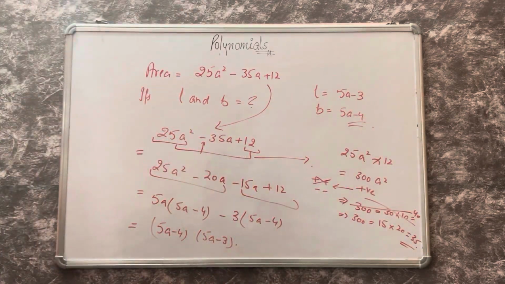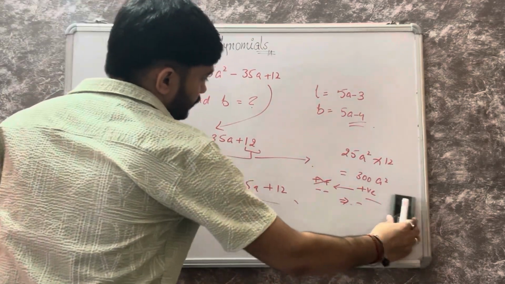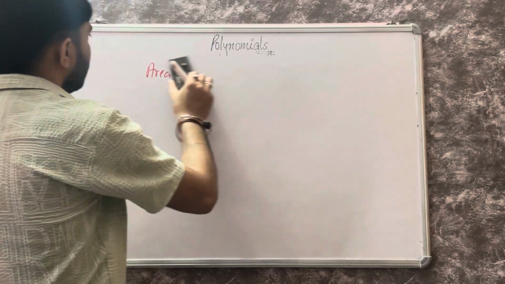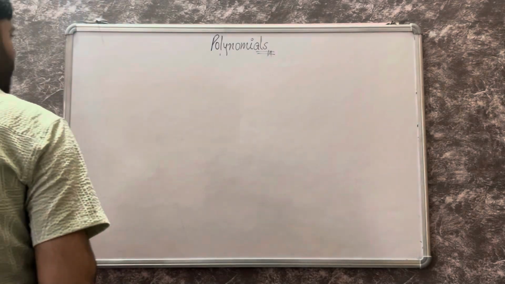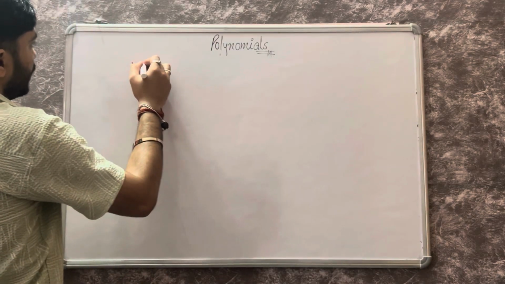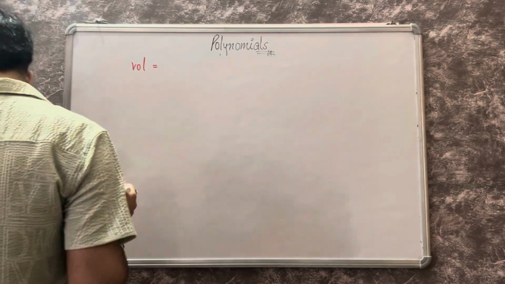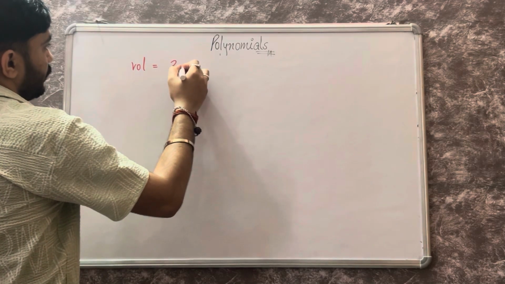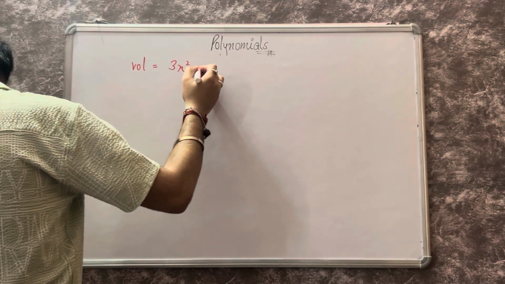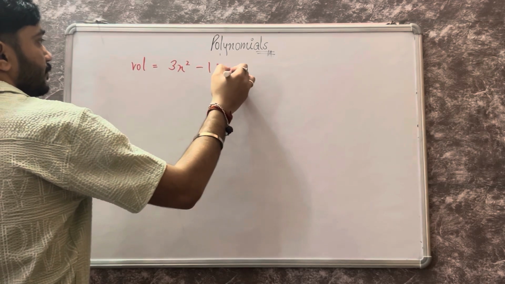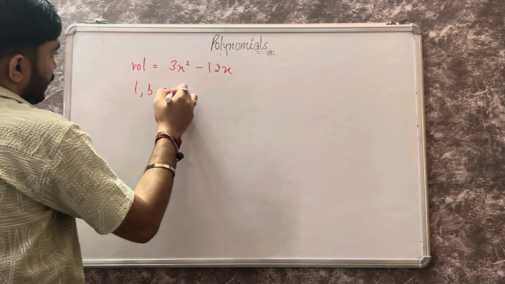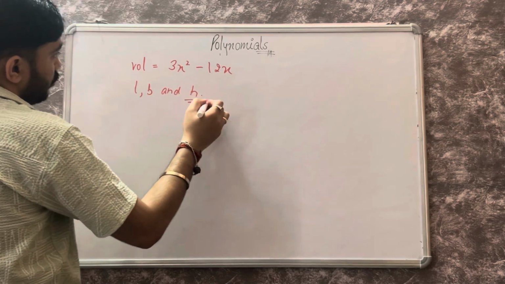Any doubt? The 16th question of your exercise 2.5 is, what if you have given the volume and you have to find the length, breadth and height of the given expression. That is, volume given to us is 3x square minus 12x. And you have to find length, breadth and height. How are we going to do so?